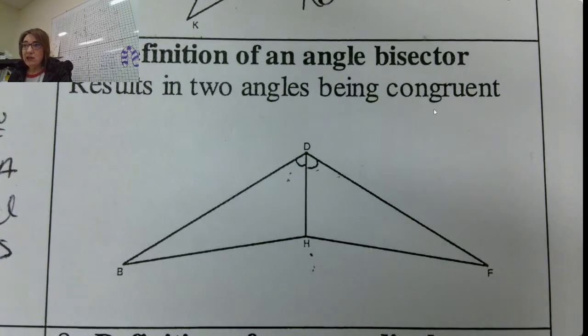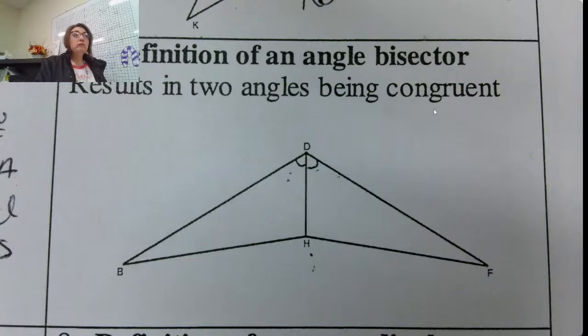What about angle bisector? What does angle bisector mean? What did we already talk about bisector meaning? What does bisector mean? Split into two. So what is an angle bisector? What does it do? Splits an angle into two equal parts, right?